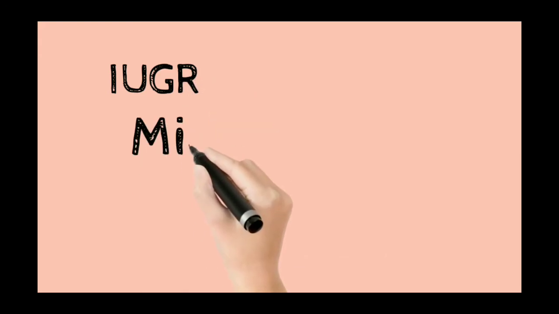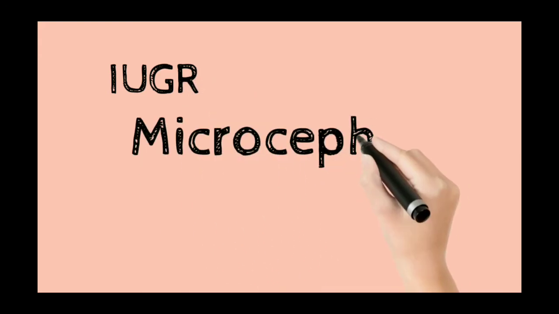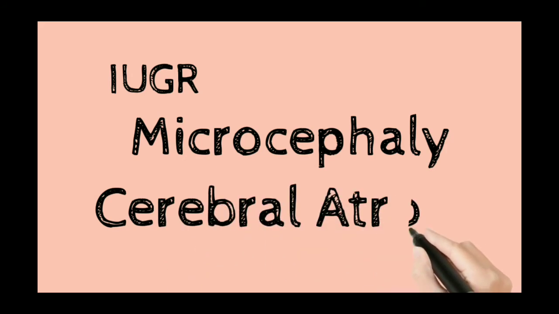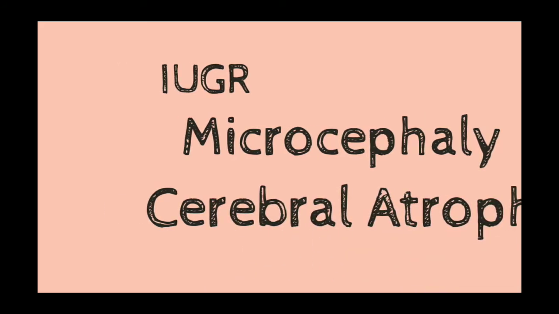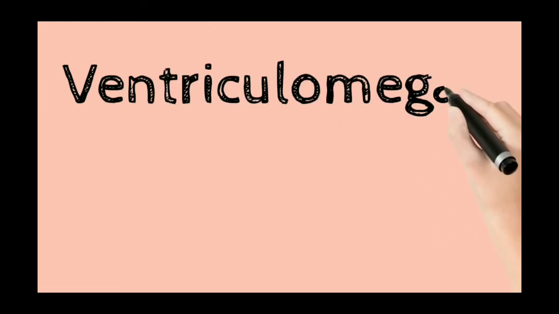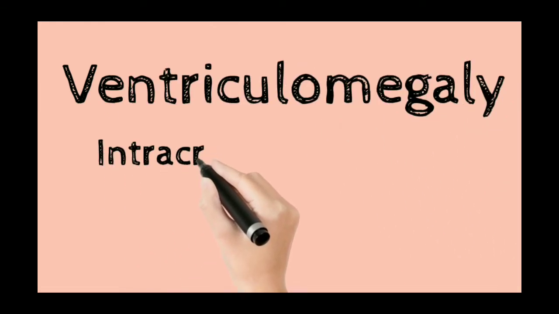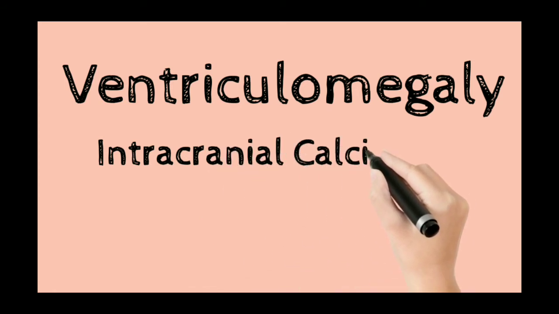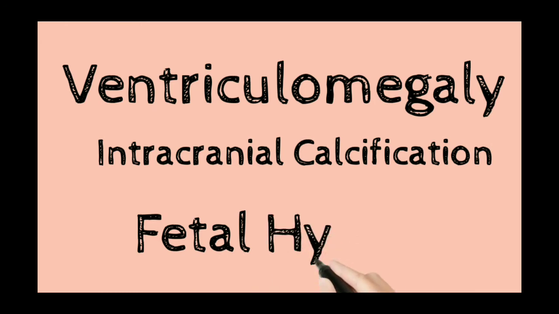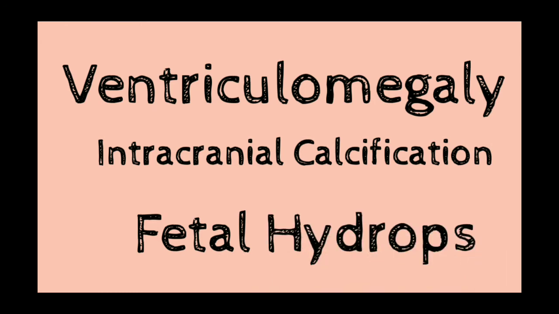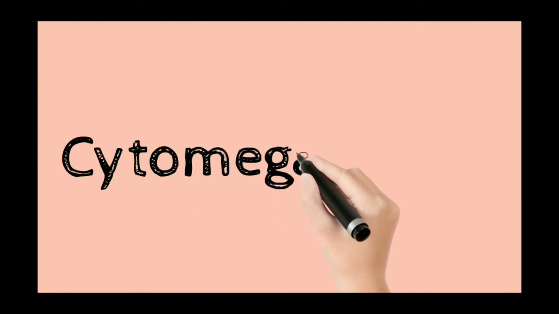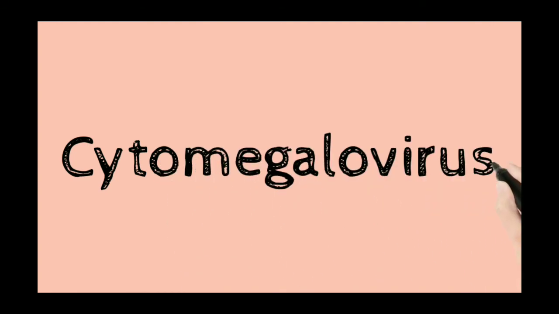Now, if a fetus is having IUGR, microcephaly, and cerebral atrophy, ventriculomegaly, intracranial calcifications, and fetal hydrops. So what do these indicate? The cytomegalovirus infection.